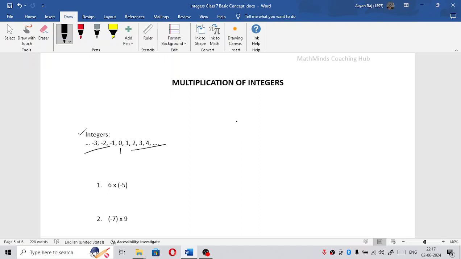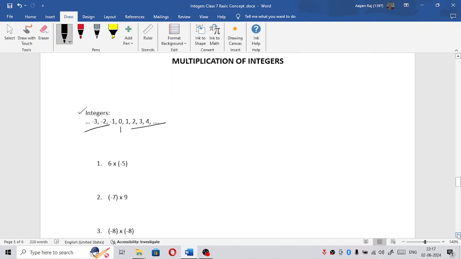Here is the first example, which is 6 into minus 5. So 6 is a positive number, whereas minus 5 is a negative number. Before we proceed with the example, let's see the basic principles of the multiplication of any integers, positive or negative. How do they behave?